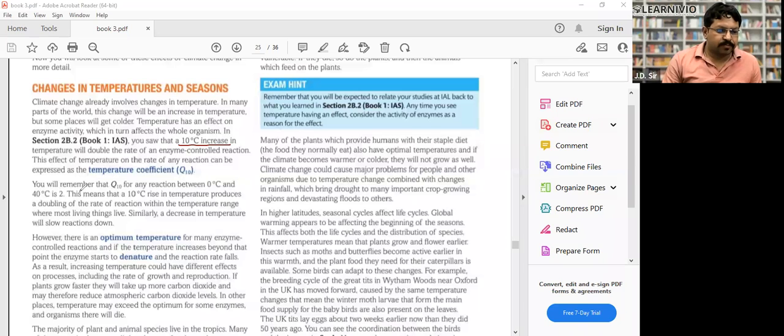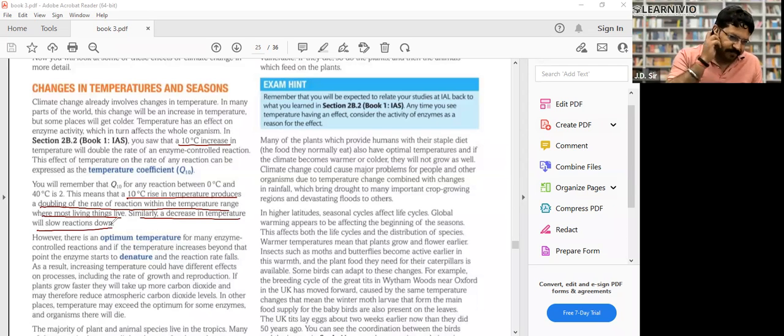You will remember that Q10 for every reaction between 0 degrees centigrade and 40 degrees centigrade is 2. This means that a 10 degrees centigrade rise in temperature produces a doubling of the rate of reaction within the temperature range where most living things live. Similarly, a decrease in temperature will slow down the reaction.